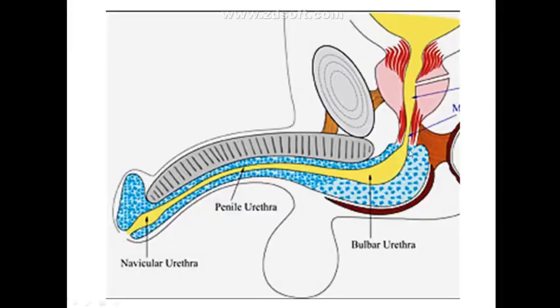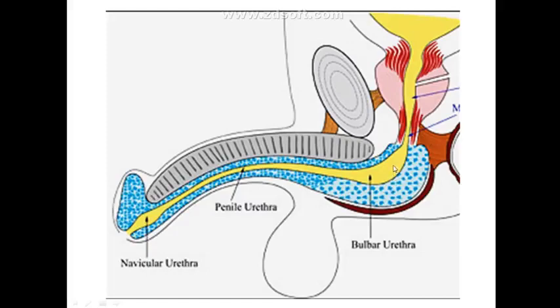You can see the urethra inside the penis. As I said, this is the urinary bladder. This is the prostate, and it contains the prostatic urethra. And this is the membranous urethra in the deep perineal space, after which the urethra passes into the bulb of the penis and then into the corpus spongiosum, and this part is called the penile urethra.